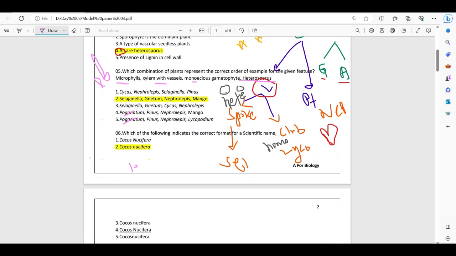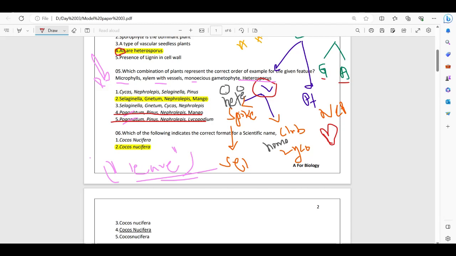So when we mention the leaves of these non-vascular plants, we mention them between quotations. So that's wrong. So the fifth one and the fourth one are wrong, and because of that, we can eliminate those answers. The next one, vascular xylem with vessels. So this is very important.